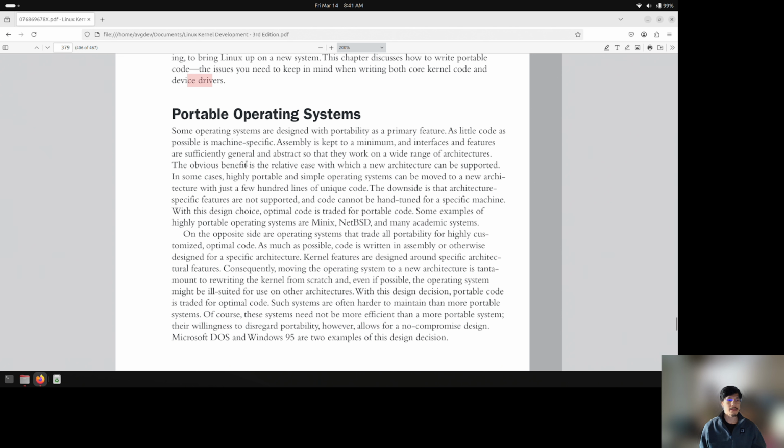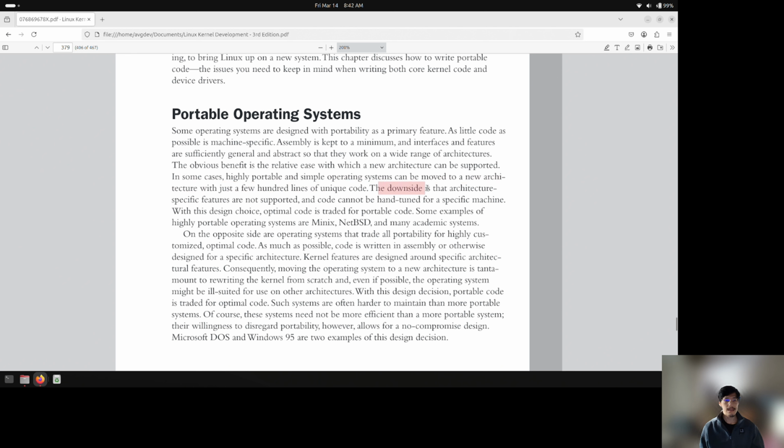Portable operating systems. Some operating systems are designed with portability as a primary feature. As little code as possible is machine specific. Assembly is kept to a minimum, and interfaces and features are sufficiently general and abstract so that they work on a wide range of architectures. The obvious benefit is the relative ease with which a new architecture can be supported. In some cases, highly portable and simple operating systems can be moved to a new architecture with just a few hundred lines of unique code.